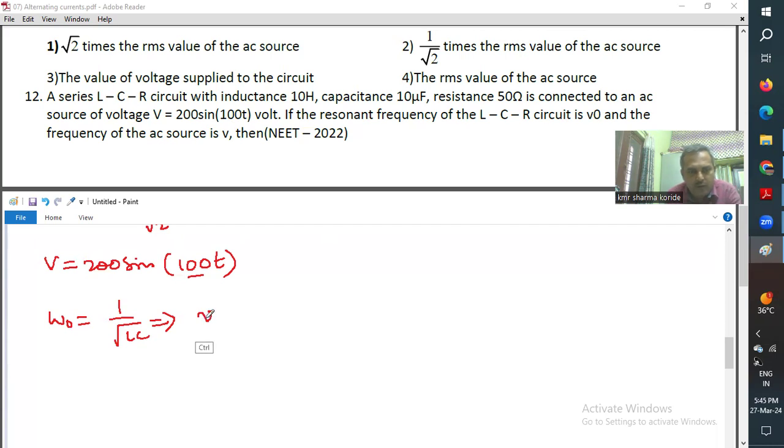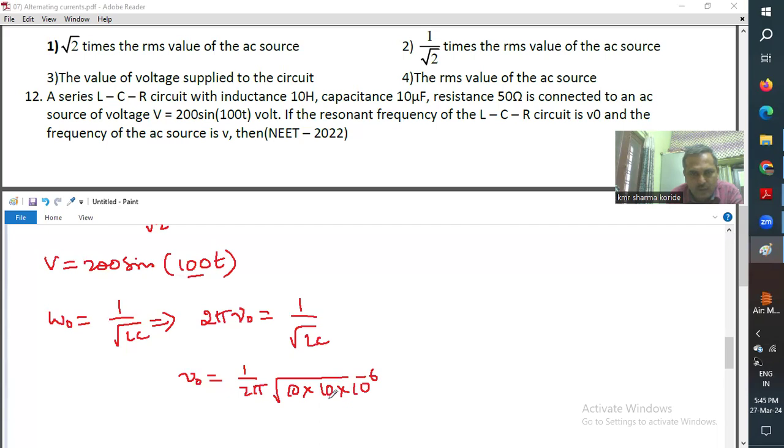Therefore, angular frequency can be written as 2 pi nu naught equal to 1 by root LC. So nu naught is equal to 1 by 2 pi root LC. How much is L? 10. How much is C? 10 micro, so 10 to the power of minus 6. Root of 100 is 10, and root of 10 to the power of minus 6 is 10 to the power of minus 3. So 1 by 2 pi into 10 into 10 to the power of minus 3, which is 1000 divided by 10 into 2 pi.